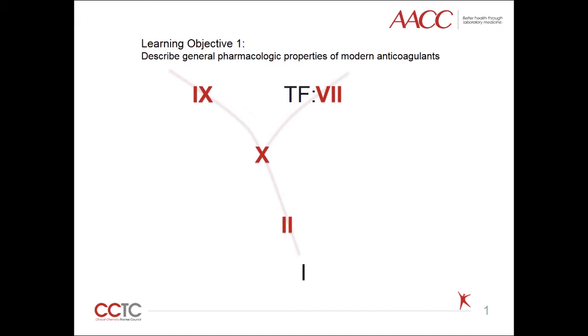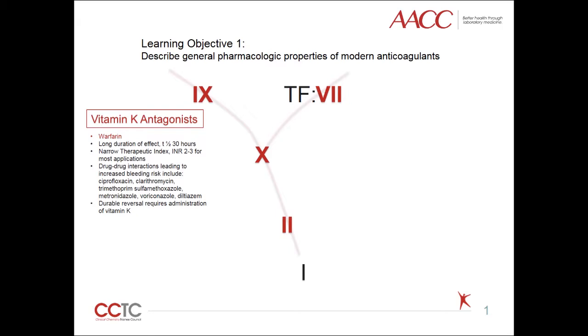Oral anticoagulant therapy limits the thrombotic potential of blood either indirectly through interference with coagulation factor production or directly through inhibition of specific factors. Warfarin, a vitamin K antagonist, interferes with the final gamma carboxylation step required for vitamin K-dependent factors to become fully functional. Warfarin is characterized by a long duration of effect with a half-life of over 30 hours. Renal impairment does not affect its metabolism, but there are numerous drug-drug interactions which can either potentiate or reduce its effect.